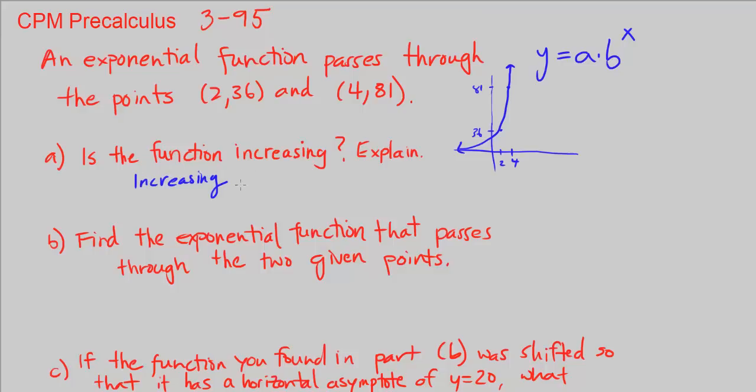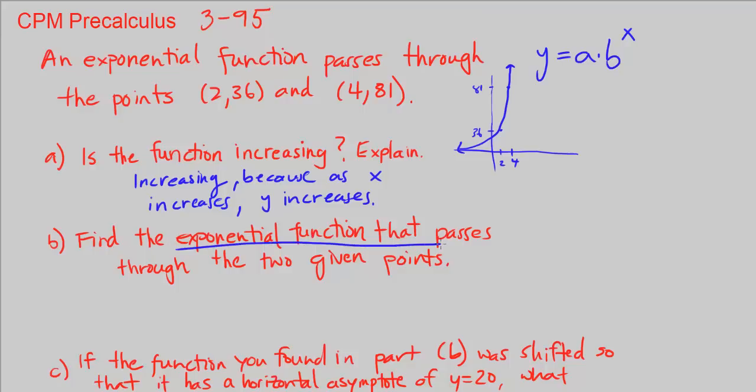Why? Because as x increases, as x goes from negative infinity to positive infinity, or from 2 to 4, our function's y values increase. As x increases, y increases. So that means our function is increasing. Alright, let's go on to b.